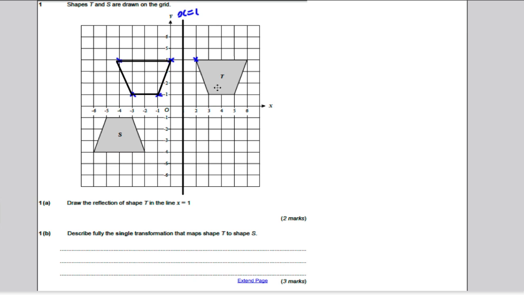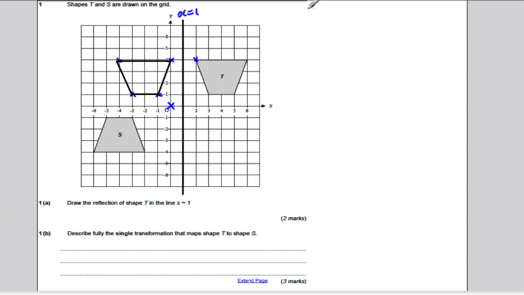What you need to do is, with a piece of tracing paper, put the tracing paper over the shape T, trace it out, and then try holding your pencil down at various centres. What ends up working for you is actually the centre 0, 0. Always a good one to try, 0, 0.